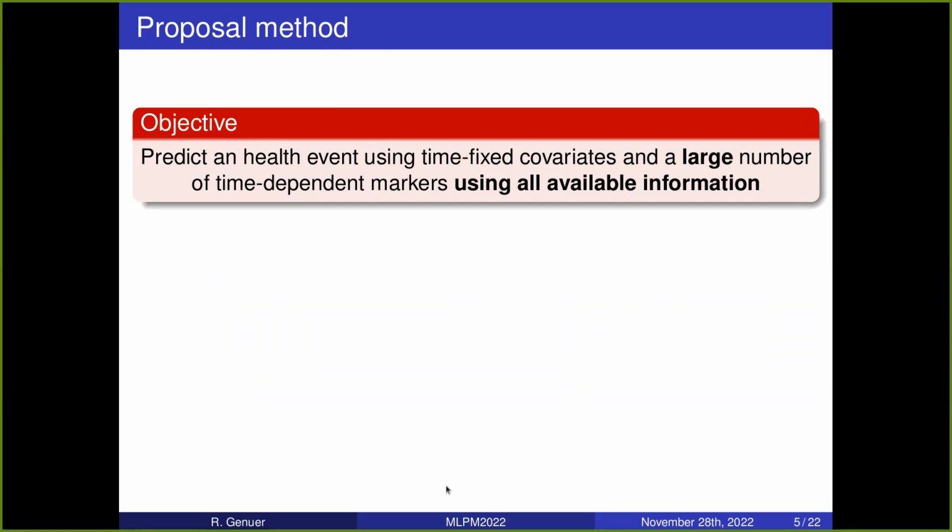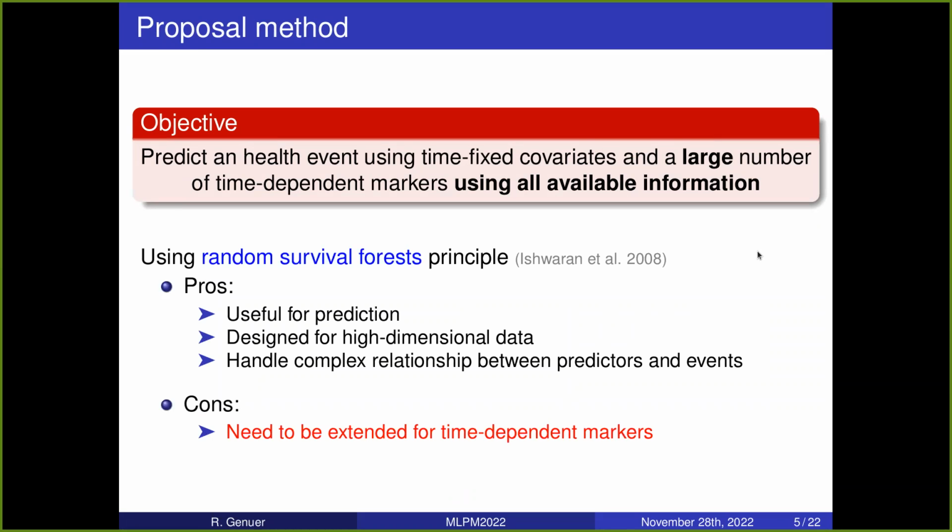So our main objective is hence to predict an event using time-fixed covariates and potentially a large number of time-dependent markers, really using all the information. And so we are going to use the random forest principle. This is the random survival forest, which already exists since the paper of Ishwaran in 2008. So it is a good tool for prediction.